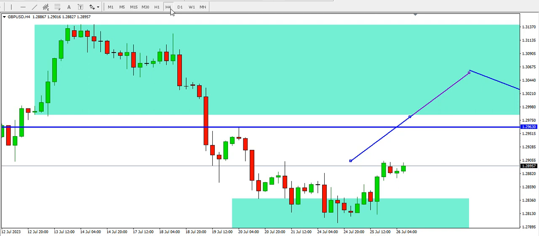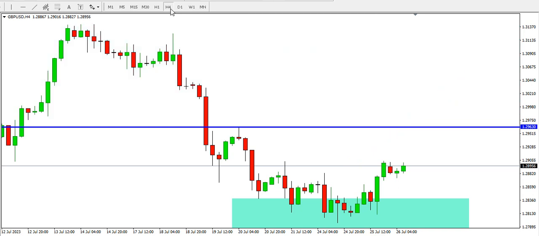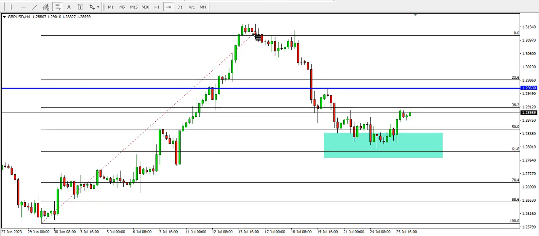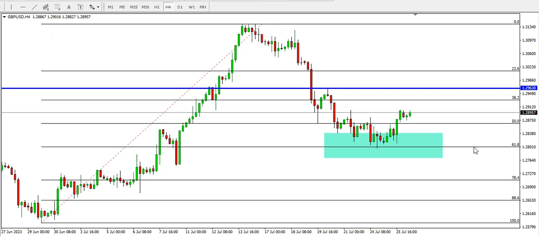On the 4-hour time frame, what do we have? On the 4-hour time frame, we can see price forming a bottom. All right, we have a trend here, a downward trend, and price is forming a bottom, more like this is the impulsive move, and this is the retracement. Price is able to retrace up to 61.8% Fibonacci level. This appears to be a weak uptrend.